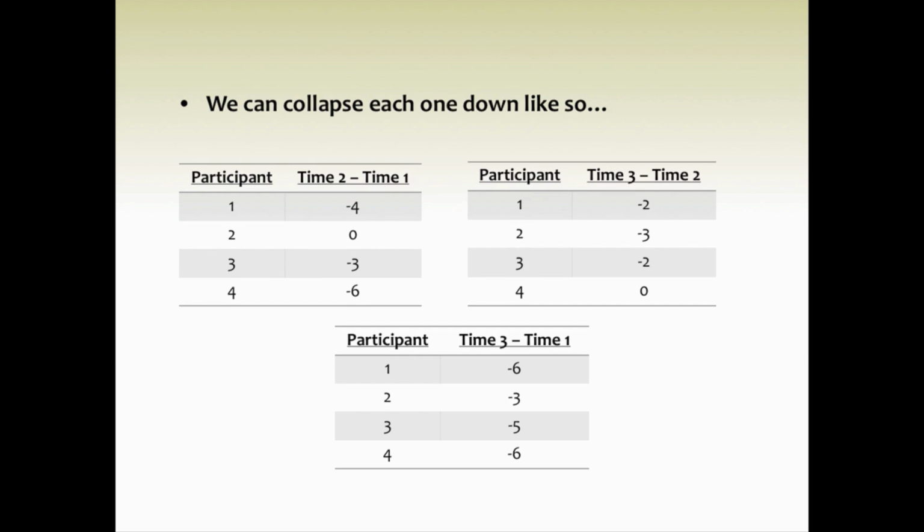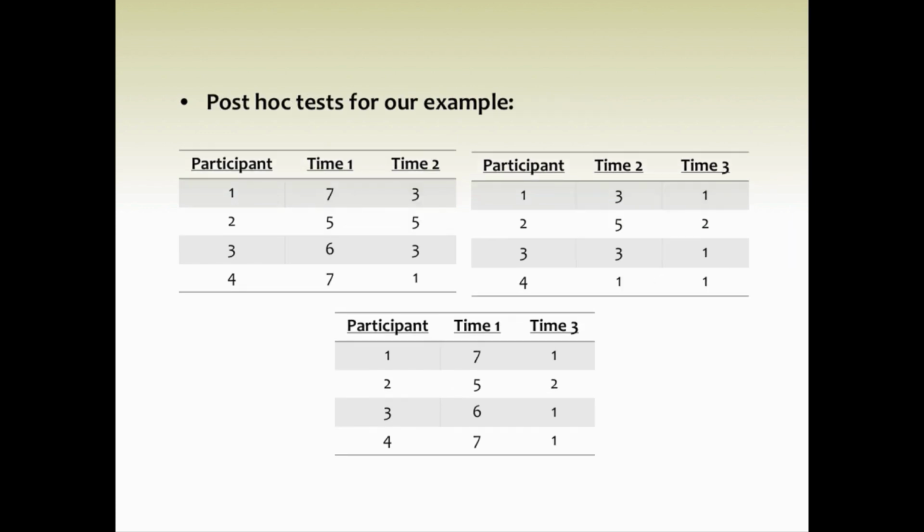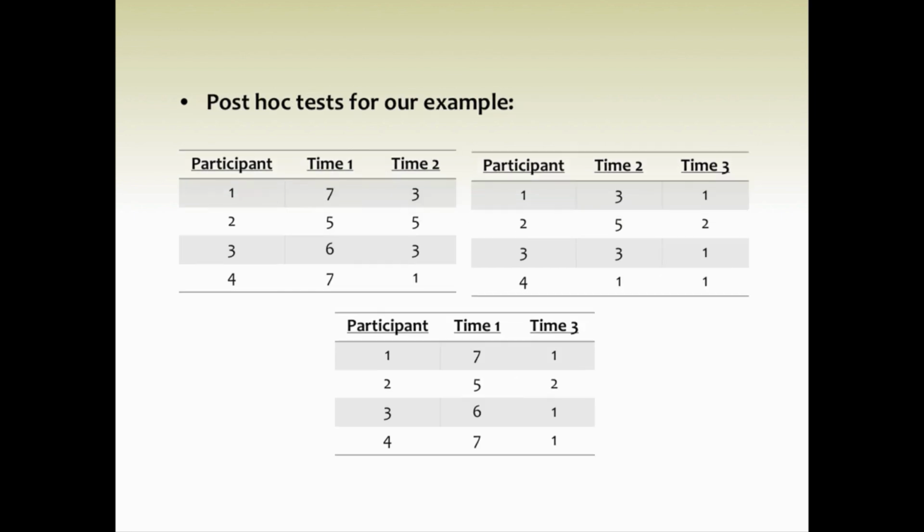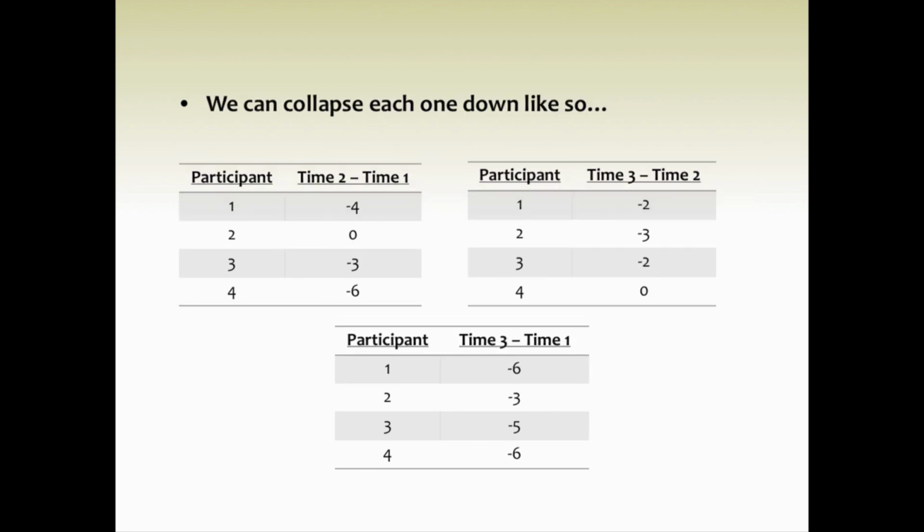So that time 2, time 1 test is then a -4 value for participant 1. And that comes about by subtracting 3 minus 7. That's the time 2 value minus the time 1 value. So that second person, 5 minus 5 becomes 0. That third person, 3 minus 6 becomes -3, and so on. And that's your time 2 minus time 1 subtraction.